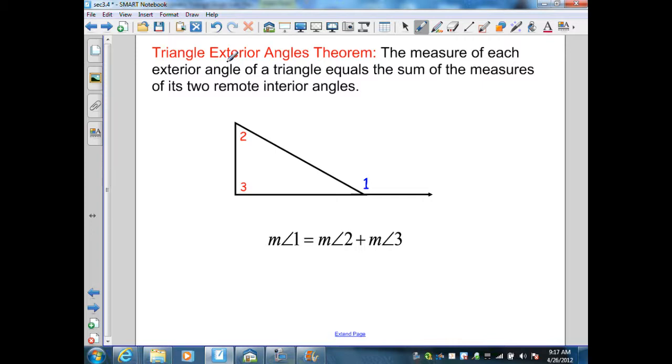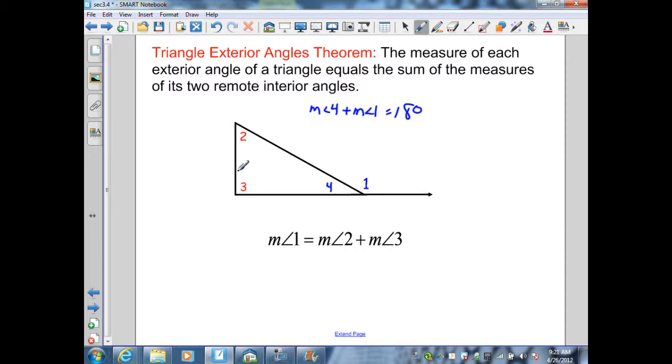Its remote interior angles, the non-adjacent angles to it, are 2 and 3. And this theorem says that the measure of angle 1 equals the measure of angle 2 plus the measure of angle 3. A quick proof to this problem is if I labeled this angle 4, I now have the measure of angle 4 plus the measure of angle 1 equal to 180. Definition of supplementary angles, or by the angle addition postulate.